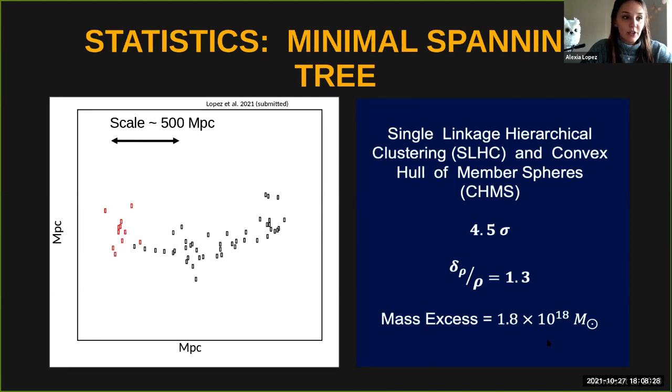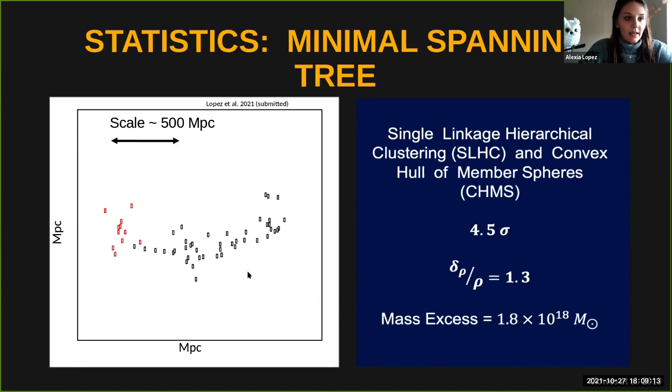So, some statistics. The first test is an MST type test. It's a sequence of applying single linkage hierarchical clustering and the convex hull of member spheres. The SLHC is equivalent to the MST when separated at a specified linkage scale, and it breaks up the field into groups and clusters. Then the convex hull of member spheres works by drawing a unique volume around the groups and clusters identified. A significance of clustering and overdensity is then calculated from the convex hull volumes compared to the expected density.